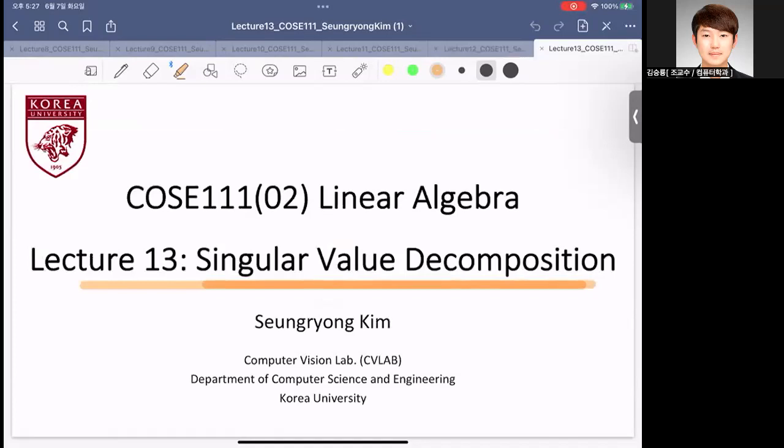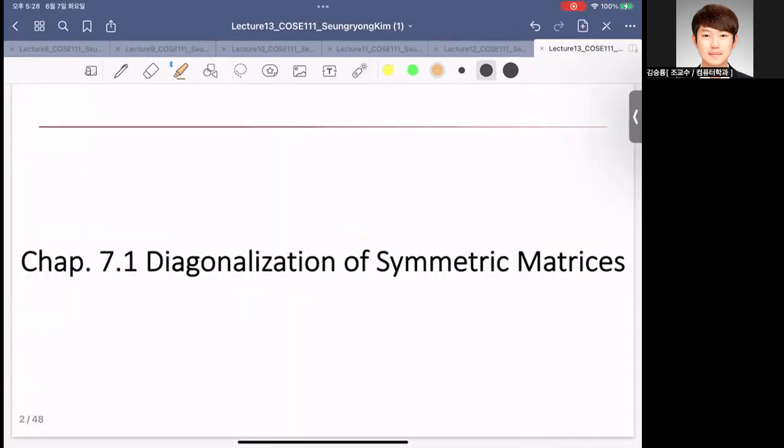Okay, so today we'll move to our last lecture note, lecture 13, singular value decomposition. In fact, the singular value decomposition is kind of an extension of lecture 12, eigenvalues and eigenvectors. Okay, so this is singular value decomposition.